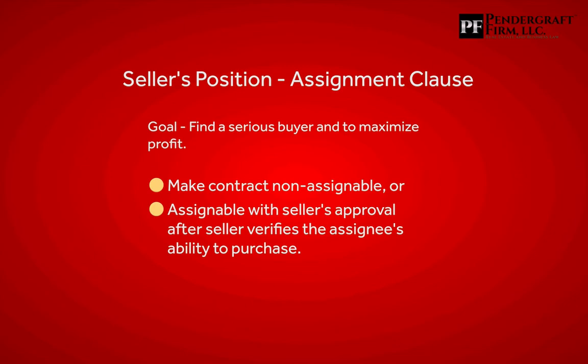Seller's position on assignment clauses. The goal is to find a serious buyer and to maximize profit. Chances are you have a better chance of finding a retail buyer or someone who's really interested in the property if the contract is not assignable. Or if you do make the contract assignable, consider making it assignable with your approval after you verify the assignee's ability to purchase, because they can just assign the contract to anybody, who may not necessarily have the ability to go through with the contract. So keep that in mind.